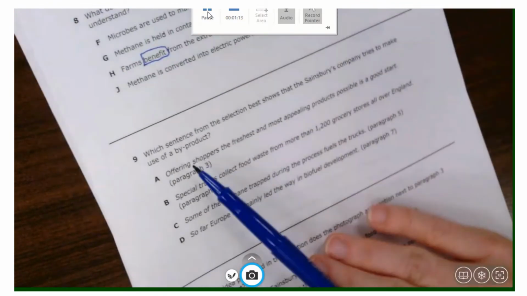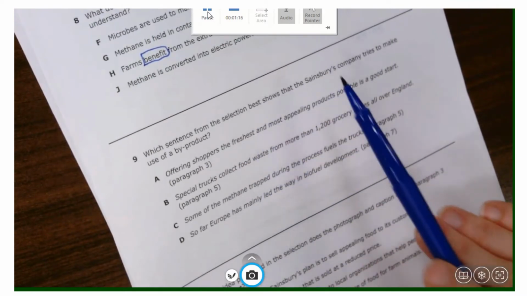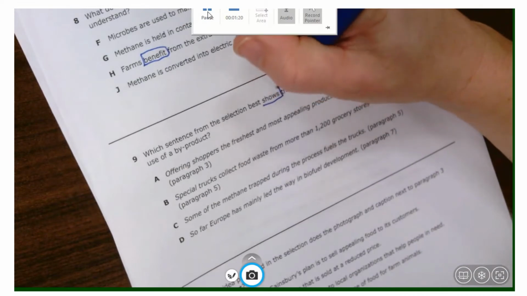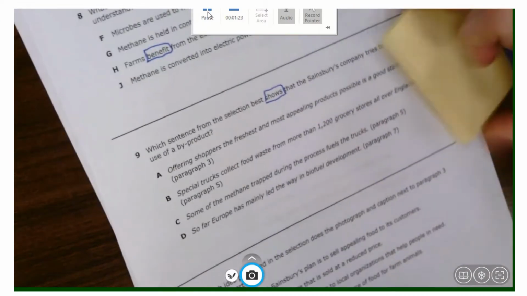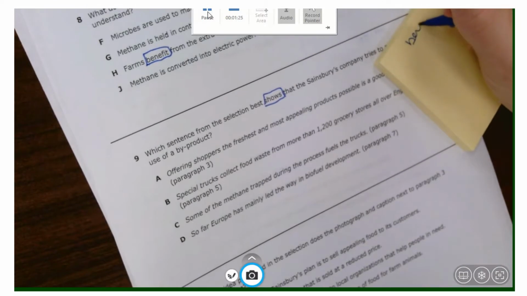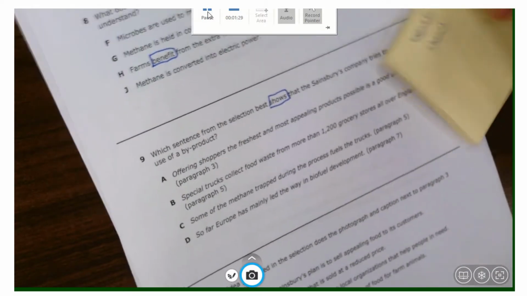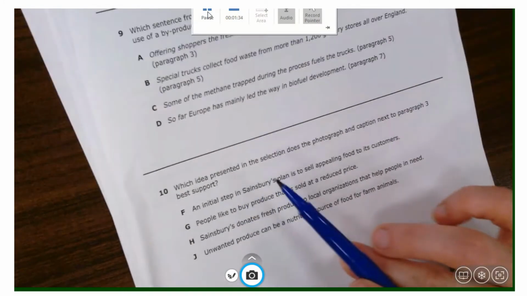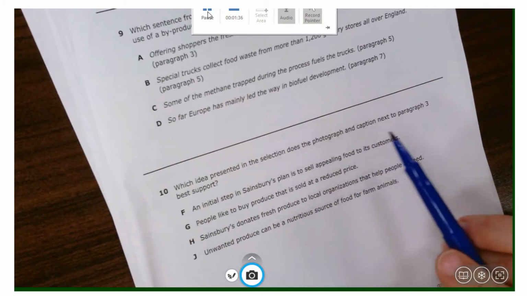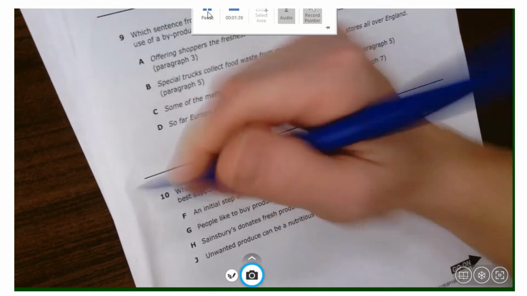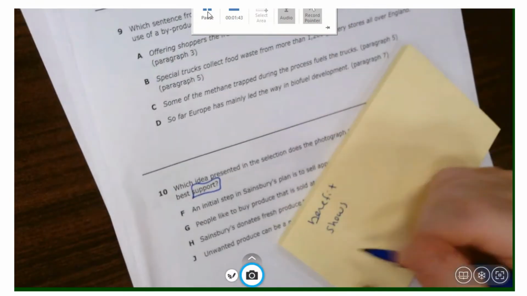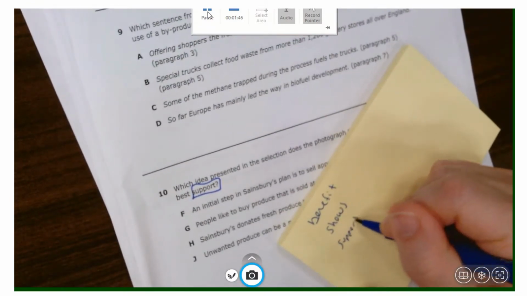Then, which sentence from the selection best shows that Sainsbury's company tries to make use of the byproduct? Shows is the verb here, and so I would jot that down. So I'm going to write over here benefit, and we'll see how often that comes up. Shows is a verb. That's a good one. Down here, which idea presented in the selection does the photograph and the caption next to the paragraph best support? Okay, support is definitely something I'm interested in here. I think that's one that we may be looking for.